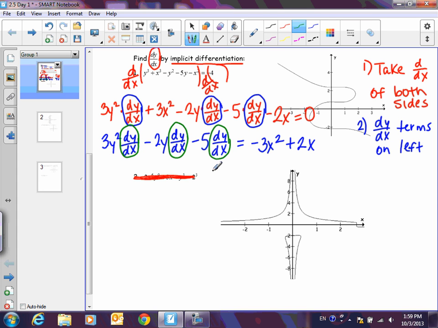How can we go from having 3 terms with a dy over dx to just 1 dy over dx? Anybody think of a way algebraically that we can do it? How can we condense it? What can we do with dy over dx since they all have it? Taking dy over dx out. We can take dy over dx out, and we're going to call that factoring. All right, so that's number 3. We're going to factor dy over dx out.